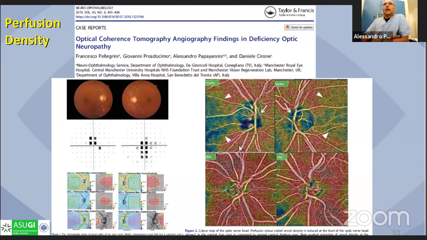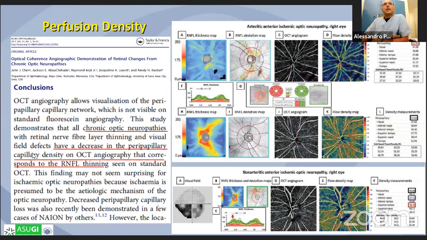So this is a normal eye. We can see here in this patient that has a deficiency optic neuropathy, the temporal blood flow density is altered, and this is also associated with an alteration of the visual field in this area. Similar works have been done about the perfusion density in other diseases that have to do with the ischemic alteration of the optic disc.